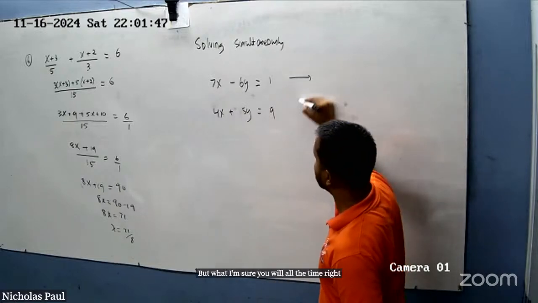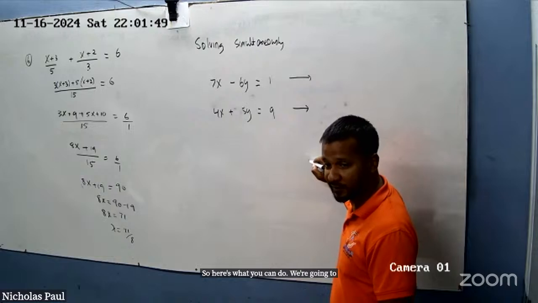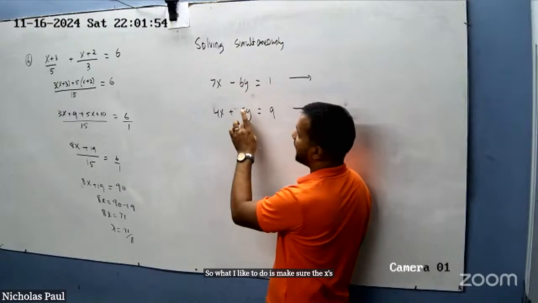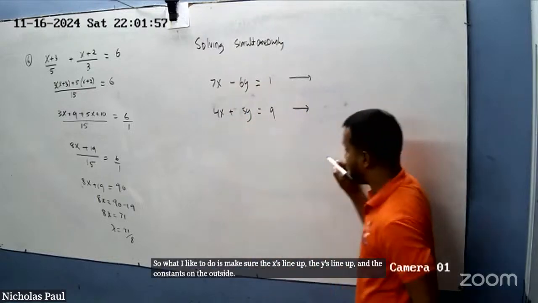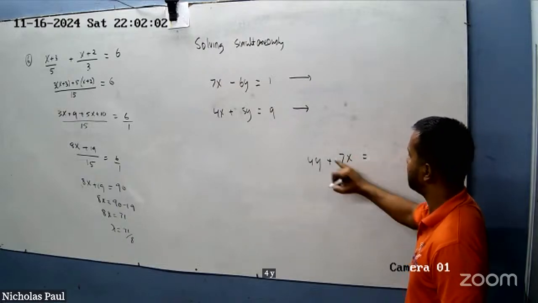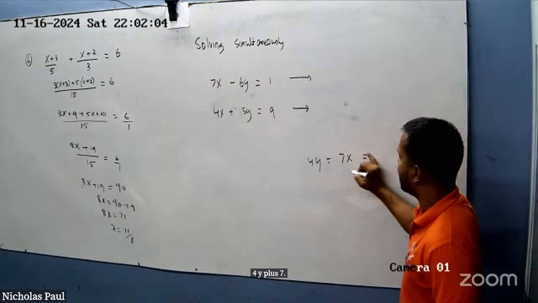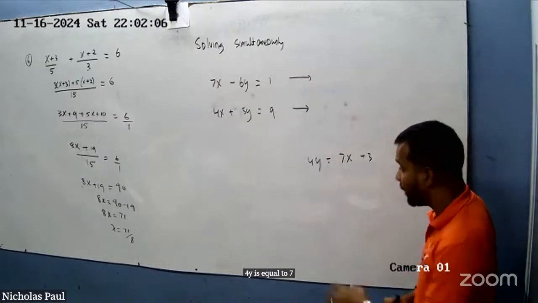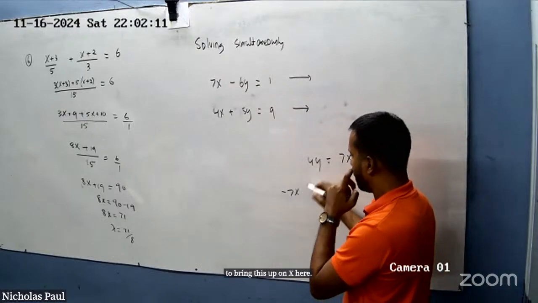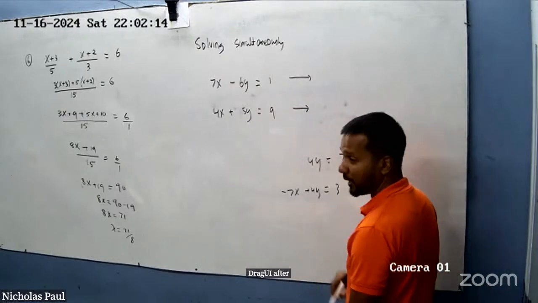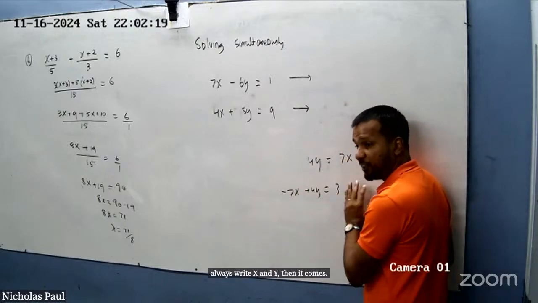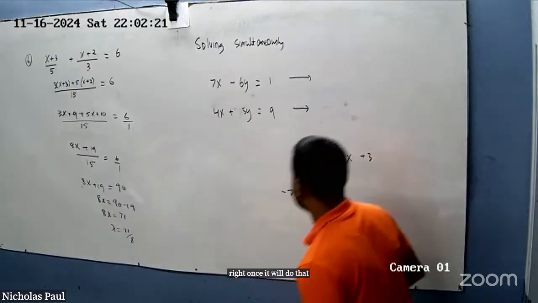So here's what you can do. We're going to try to eliminate x. What I like to do is make sure the x's line up, the y's line up, and the constants are on the outside. So if I give you something like 4y is equal to 7x plus 3, you want to make it look like this. Bring the 7x here, write the y after, and leave the constant last. Always write x, then y, then constant. Once you do that, this technique will always work out.